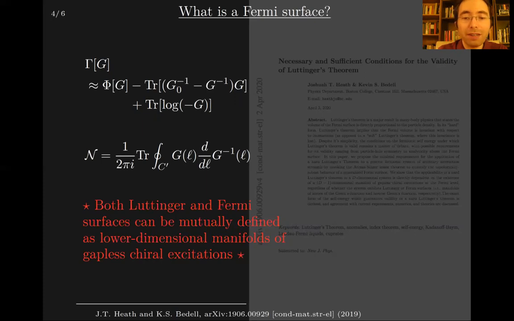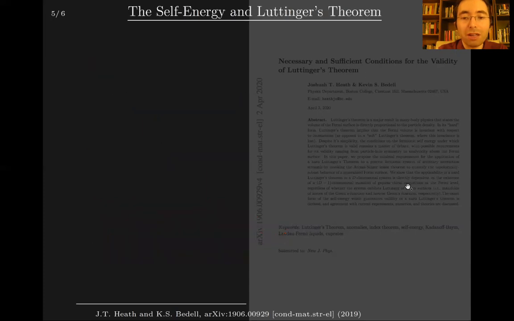Now, we want to basically understand what are the necessary and sufficient conditions for the validity of Luttinger's theorem and connecting these to the existence of a SNOC, or generalized Fermi surface. We have shown this in detail in the paper, and we have basically shown that Luttinger's theorem only depends upon the relation between the real and imaginary parts of the self-energy.